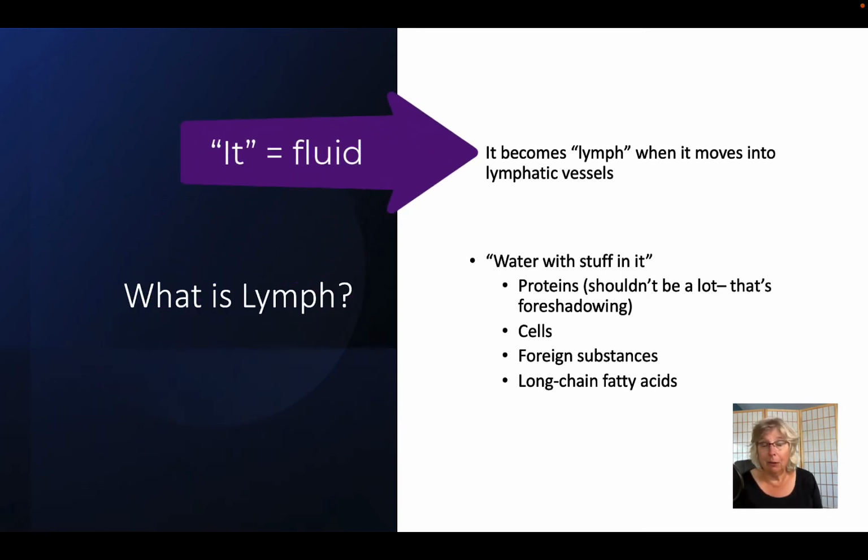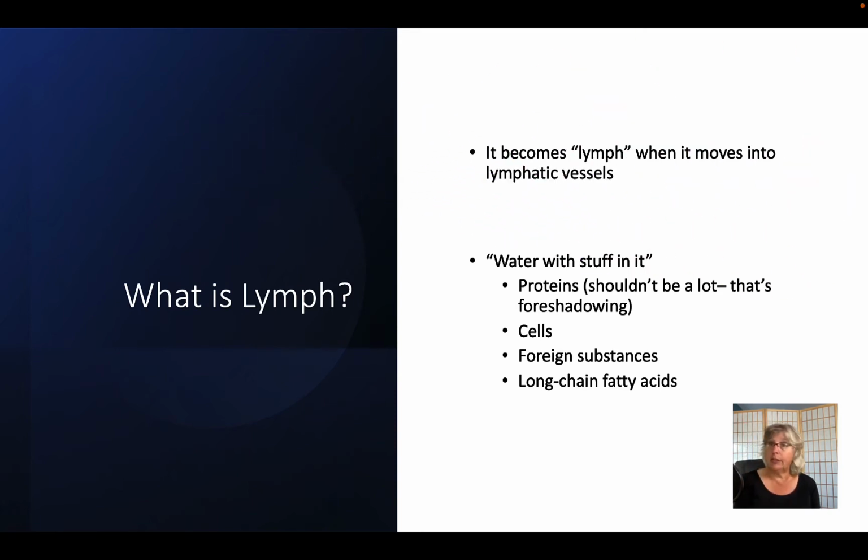I should have spelled this out here: fluid becomes lymph. It changes its name and becomes lymph when it moves into lymphatic vessels. The definition of lymph is fluid found within lymphatic vessels. What is it? Well, it's water with stuff in it. But what's the stuff? That is an important question. And the composition of lymph, which is water with these things in it, will vary quite a bit depending on where one is taking a sample. One of the components of lymph is proteins. And I have given you here a little hint. We should not have a high level of proteins in our lymphatic fluid.